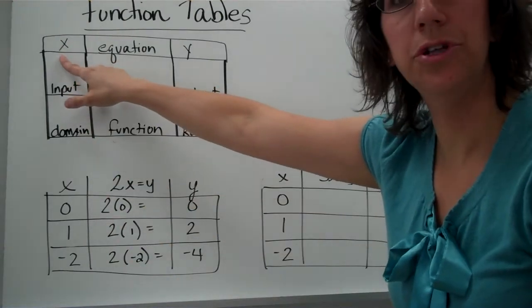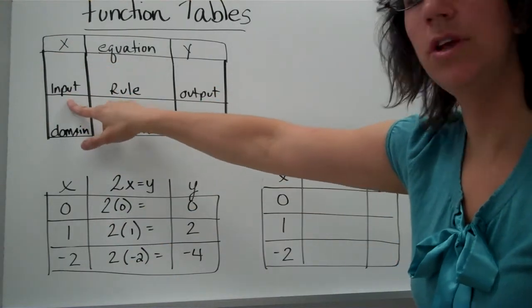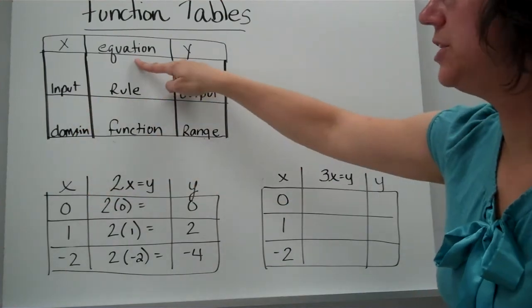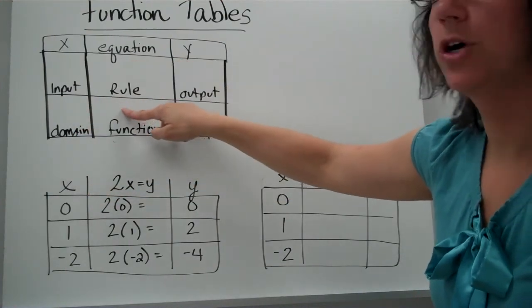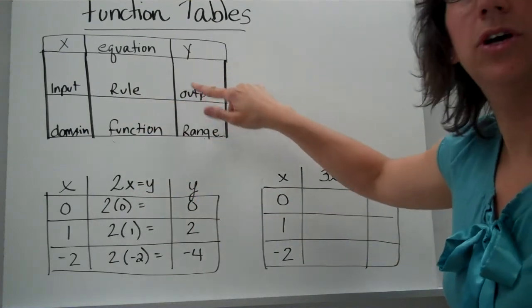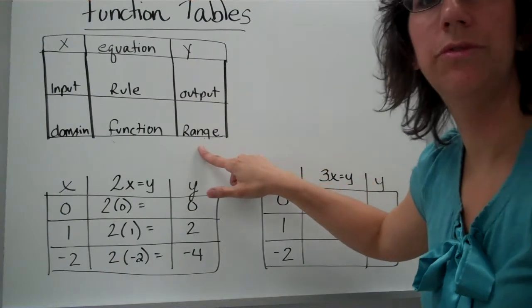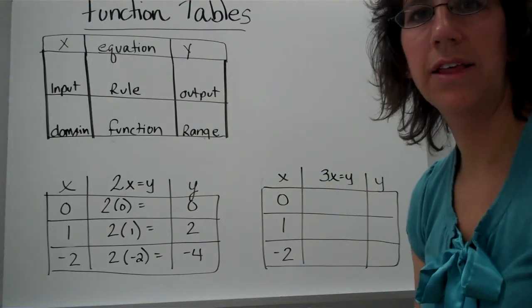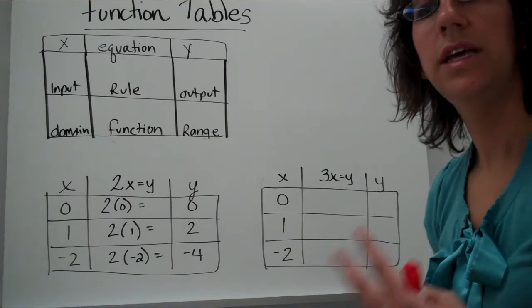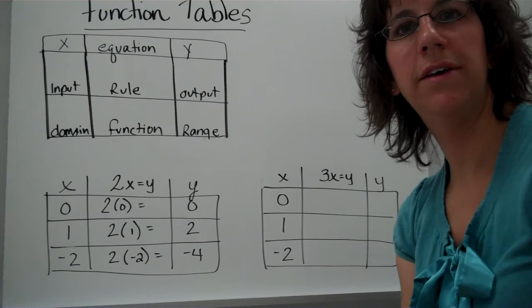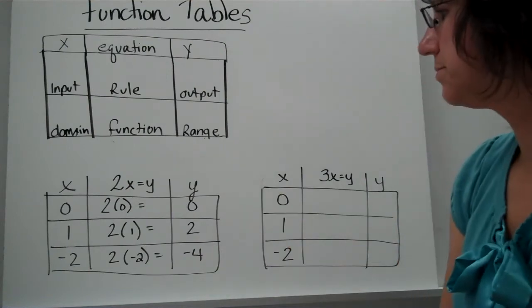The x value is usually written first, also called the input value, also called the domain. The equation can be called a rule, could be called a pattern, can also be called a function. The y value can be called the output, and it can also be called the range. So different vocabulary words for the same exact thing. Just get used to hearing different words. Just like you could look up a word in the dictionary and have multiple definitions, this is the same thing.